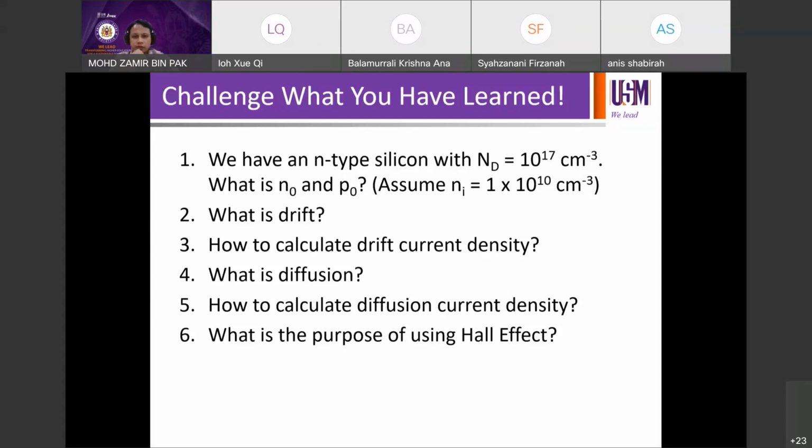So second question, what is drift? What is drift? Anyone? Can you unmute yourself? So we're going to use a lot of this in our next topic. Doctor, is it movement of majority charge carrier due to the external electric field? Yep, okay, movement of carriers due to presence of electric field, right? So that is drift. So how do we calculate drift current density? How do you summarize drift current density as an equation?